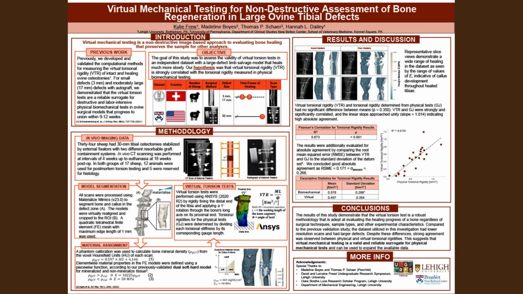And since this was an external validation, it just shows that this test can be used across a wide set of data sets because the original and current data set differed in both surgical techniques, sample types, and other experimental characteristics. So this work is ultimately exciting because it allows researchers to maximize the amount of data they can receive from their data sets and reduce the amount of animals needed to be used in these data sets when testing for methods to accelerate bone healing.